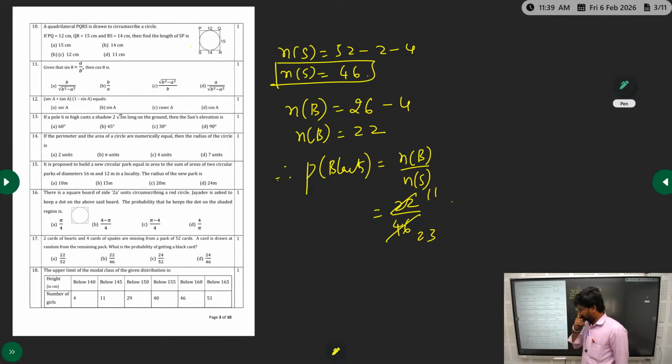Question number 18. Upper limit of modal class. But what class interval have they given? Above and below, correct? Below means which concept? Median concept. That's why I said whatever modal class you get, that will be only the median class, and in that class interval only you will get the mean answer. So all together they are called measures of central tendency.